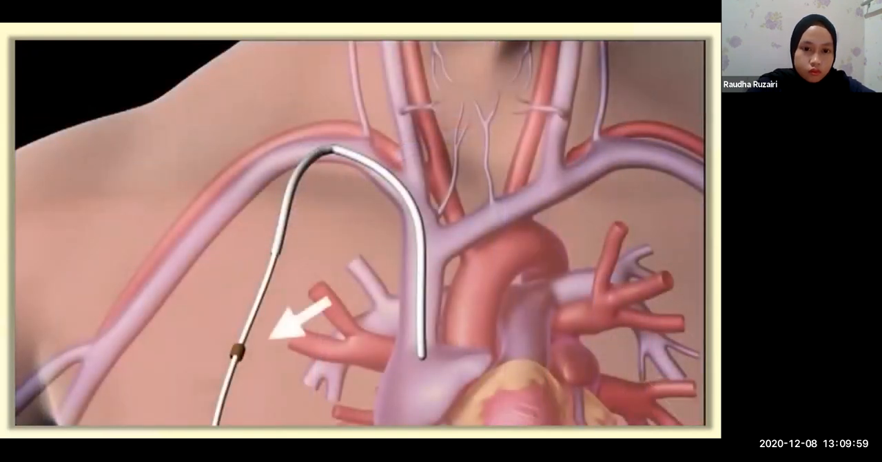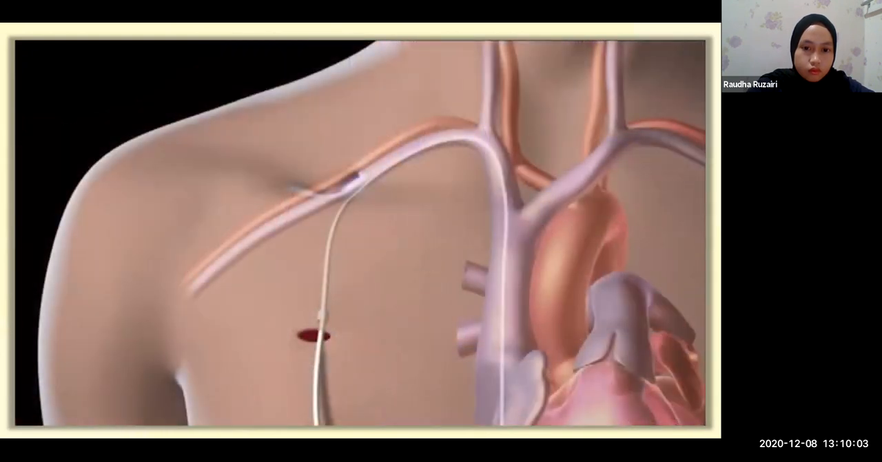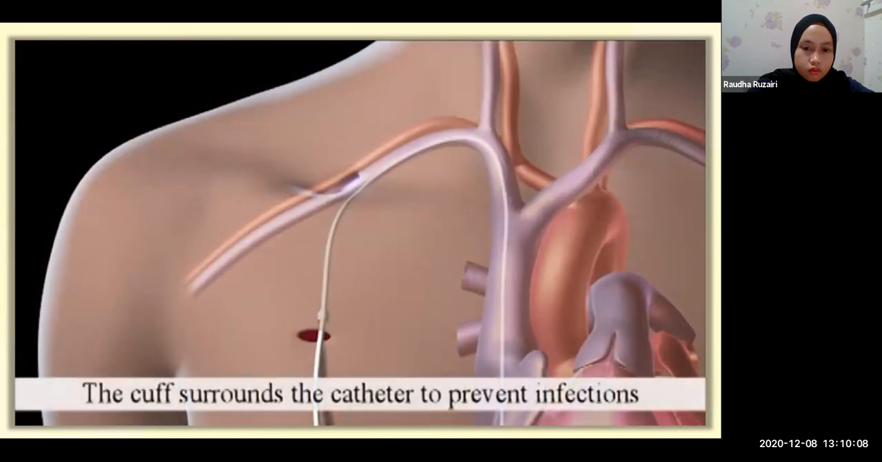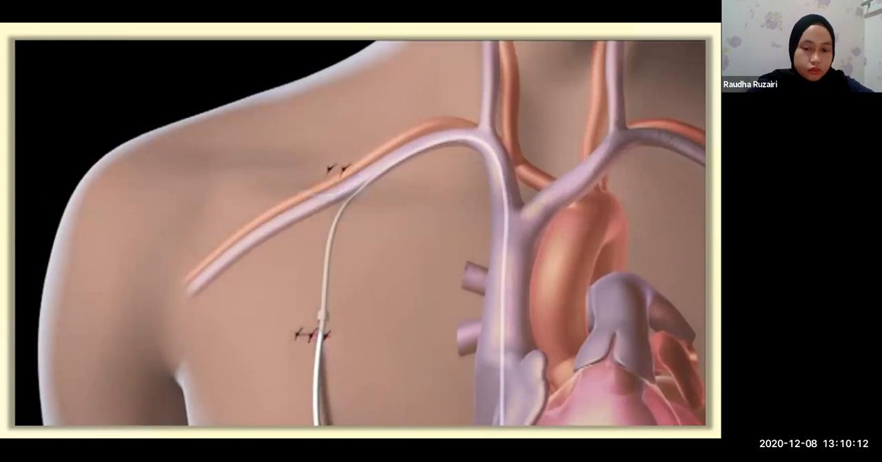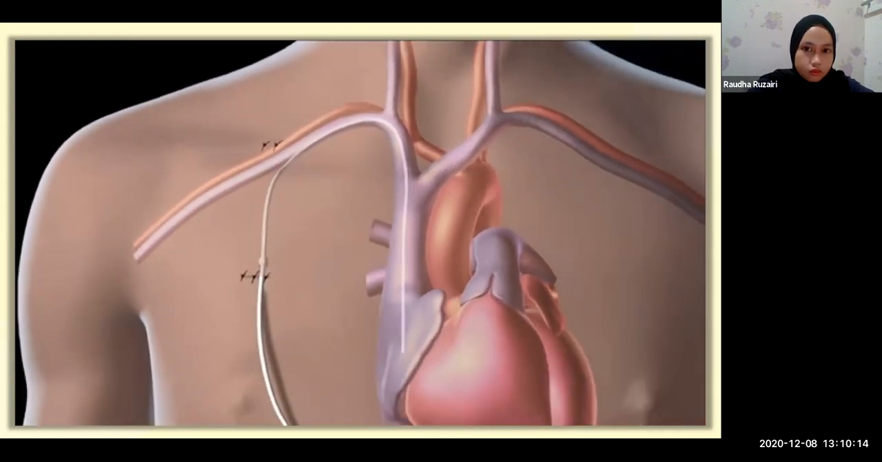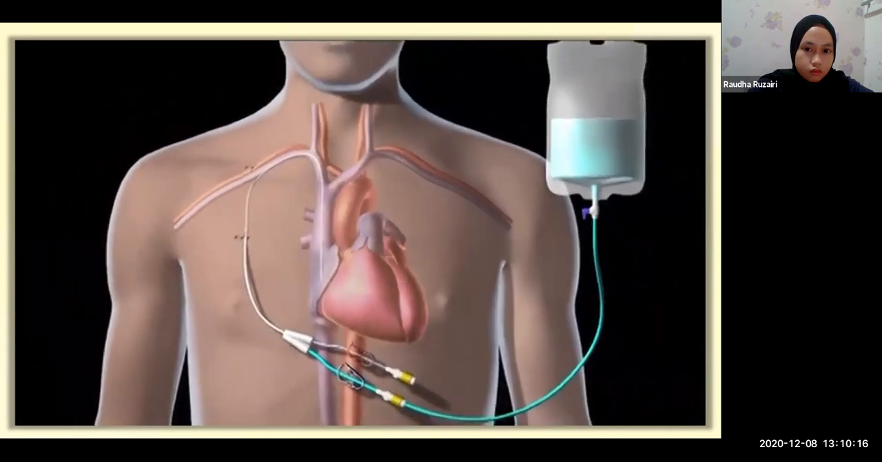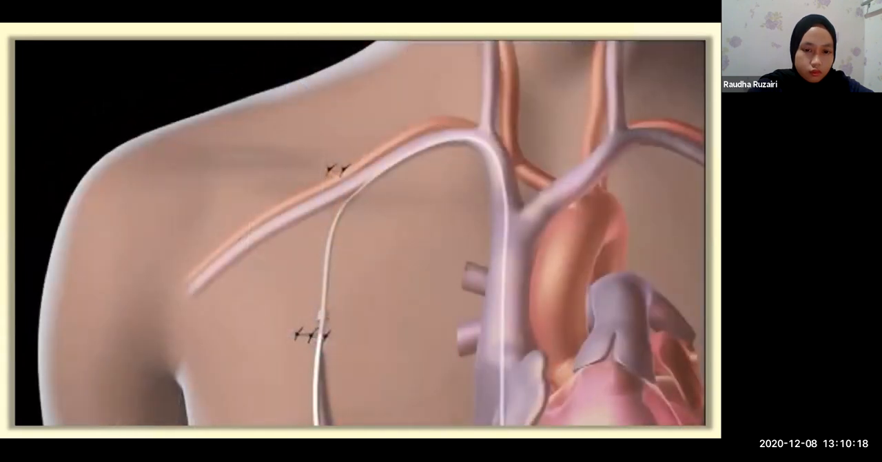A Broviac catheter has a cuff that is buried under the skin. The cuff keeps the catheter in place so that it won't move around or get pulled out of the body. The cuff surrounds the catheter to prevent infections. The catheter will be stitched at the end to help hold the line in place until the skin grows around the cuff. These stitches usually dissolve or are taken out by a doctor.